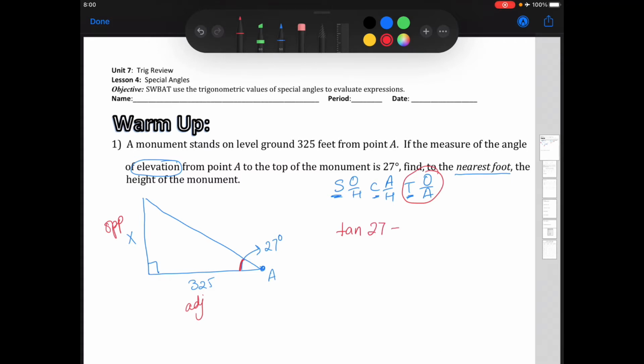So tangent of 27 equals x over 325. All you have to do is cross multiply. Make sure your mode is in degrees. So x is equal to approximately 166. That's feet.